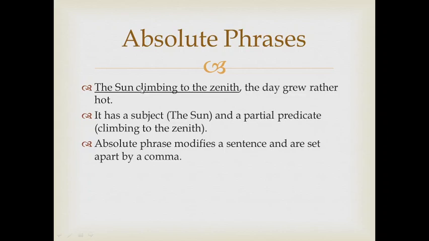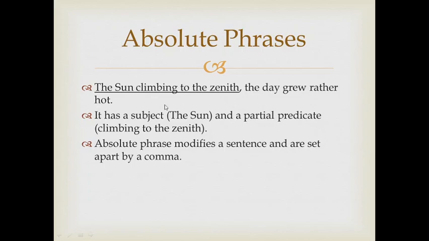The sun is climbing. If this was having is or was, it could be considered as a predicate. But here there is no auxiliary verb, no finite verb. So this is just a partial predicate, climbing to the zenith. Absolute phrases modify a sentence and are set apart by a comma. There is a comma, and the function of an absolute phrase is to modify a sentence.